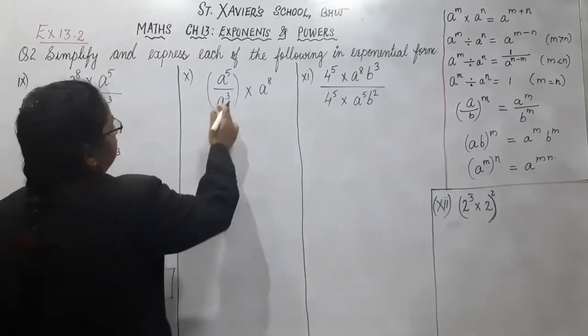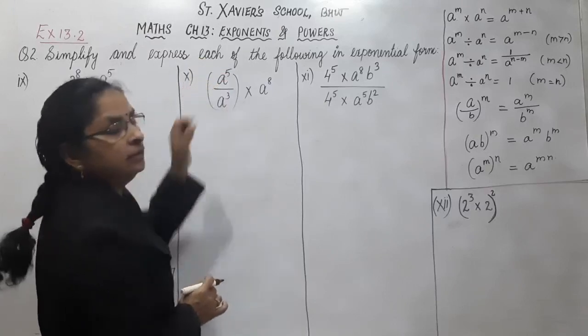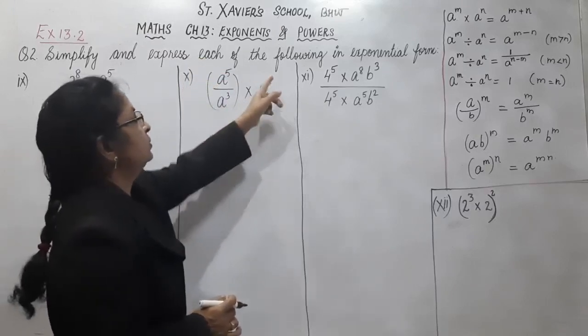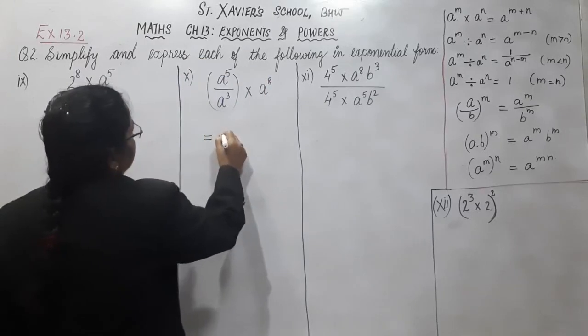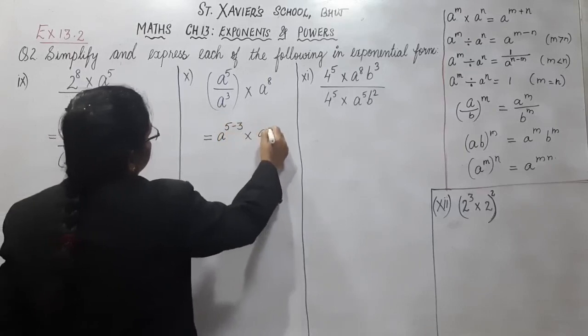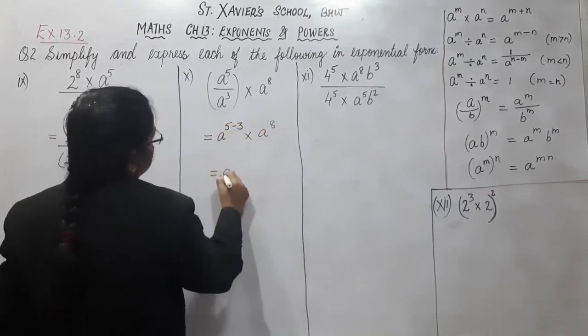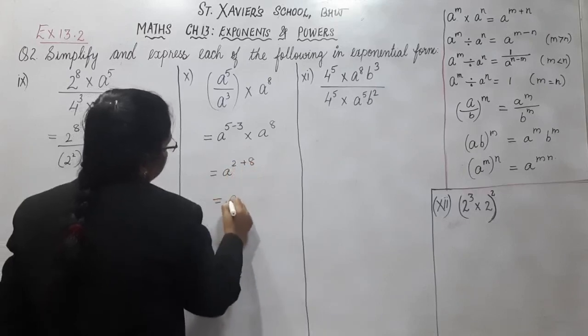Next question. A raised to 5 upon a raised to 3. What is the answer here? A square. Plus 8 is a raised to 10. Directly we can write answers. A raised to 5 minus 3 into a raised to 8 is equal to a raised to 2 plus 8, that is a raised to 10.